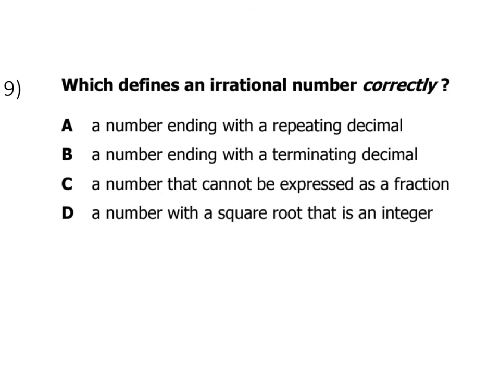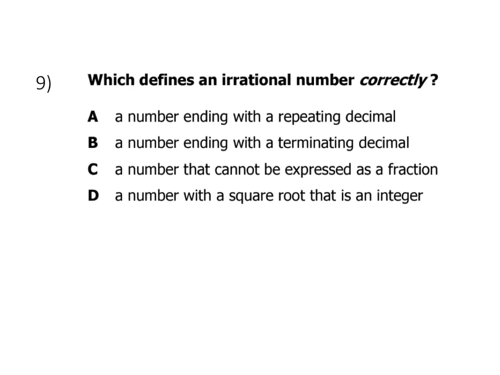Which defines an irrational number correctly? This is number 9. A, a number ending in a repeating decimal. No, that is a rational number. B, a number ending with a terminating decimal. No, that is a rational number. C, a number that cannot be expressed as a fraction.